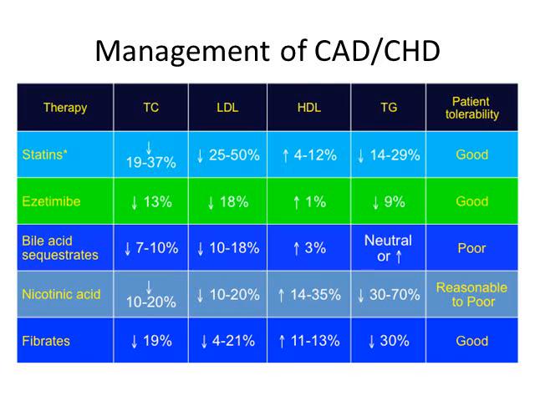So let's have a look at how these three medications actually manage lipid levels. Starting off with statins at the top. As you can see with total cholesterol levels, it has a decrease of about 19 to 37%. For your LDLs, a decrease of 25 to 50%. It can increase your HDLs by about 4 to 12%, and your triglycerides can decrease by 14 to 29%.